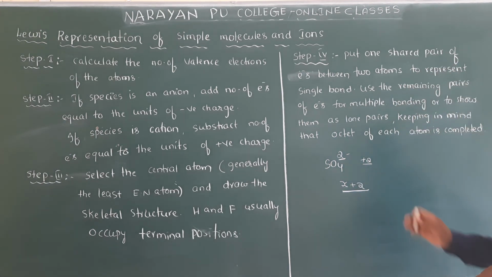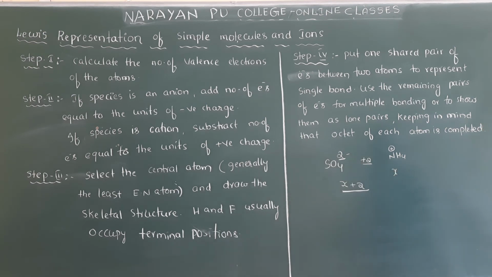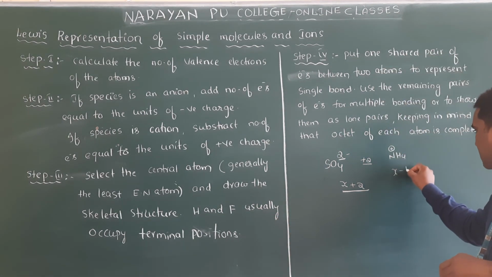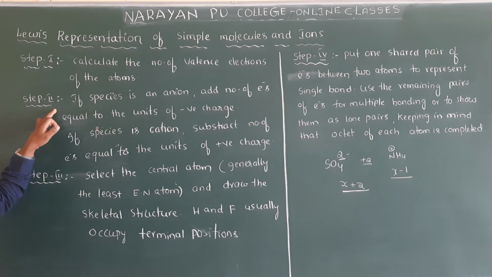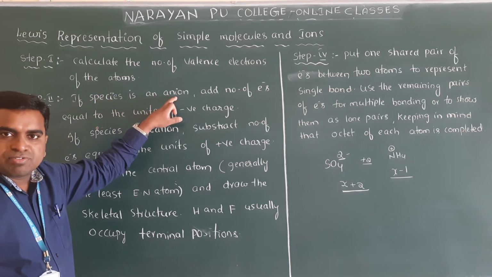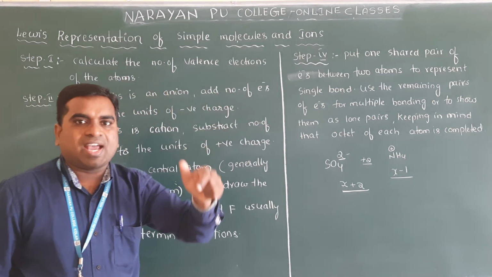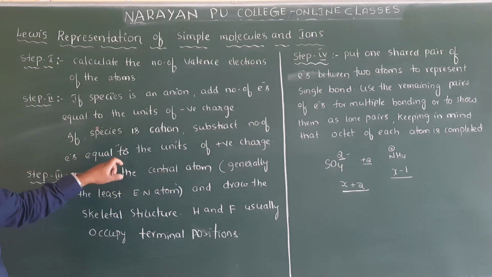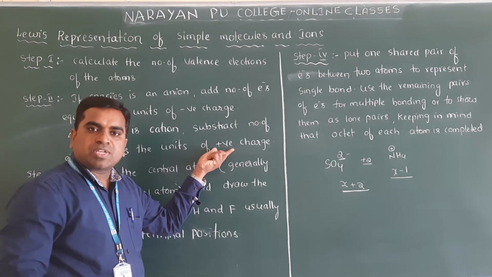If it is a cation, like NH4 plus, the total number of valence electrons is X. Then plus 1 means the molecule lost 1 electron, so you have to subtract 1 electron from the total valence electrons. That is the second rule. My point is, first you have to calculate the valence electrons of each atom. If the molecule has a negative charge, that is an anion, add the number of electrons equal to the charge. Suppose 2 minus is there, you add 2. If a cation is there, subtract the number of electrons equal to the units of positive charge. Plus 1, you subtract 1 electron. Plus 2, you subtract 2 electrons, like that.